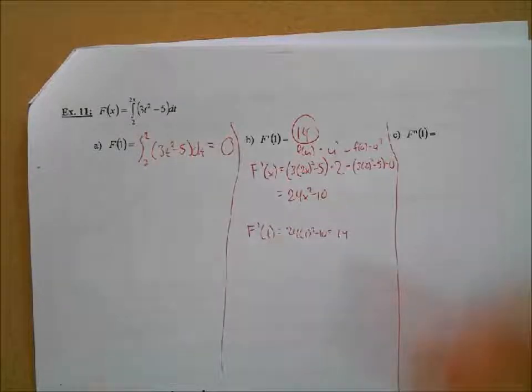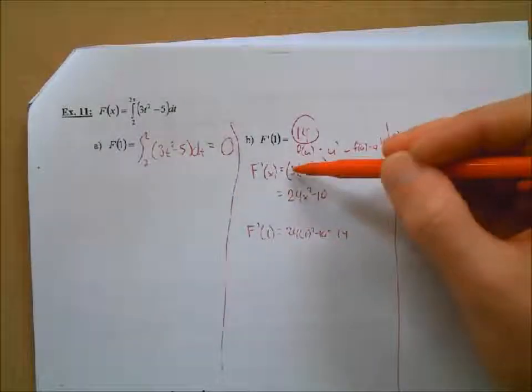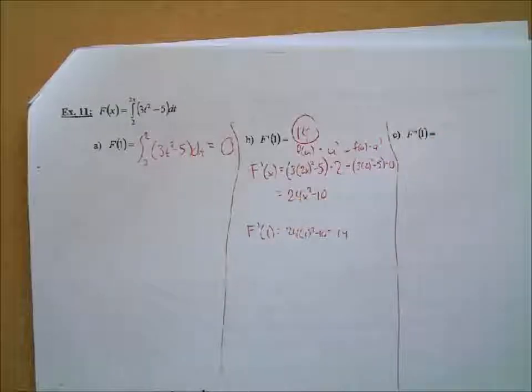2x squared becomes 4x squared. 4x squared times 3 is 12x squared times a 2 gives you 24x squared.